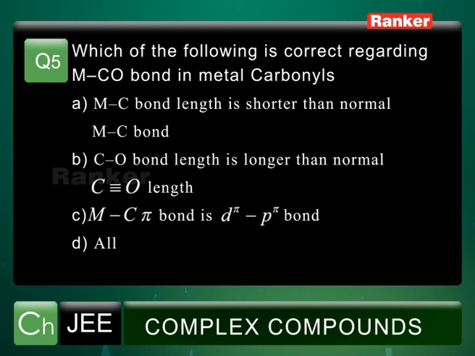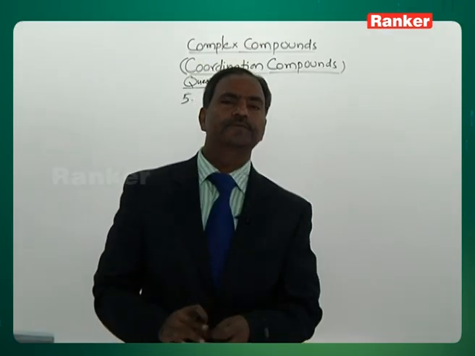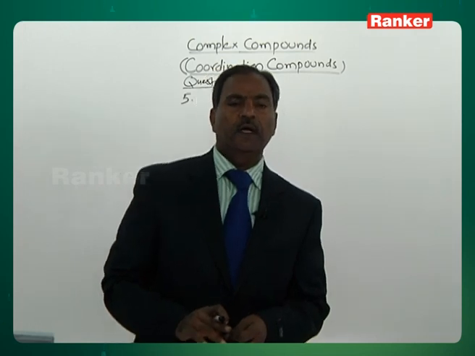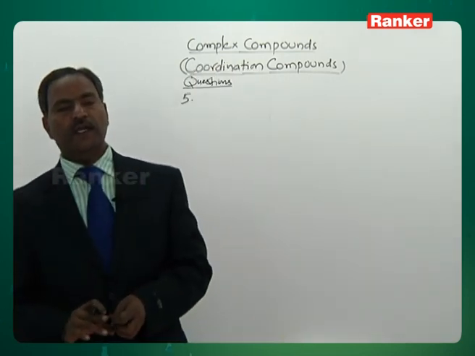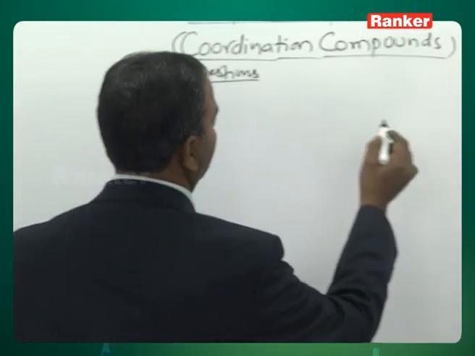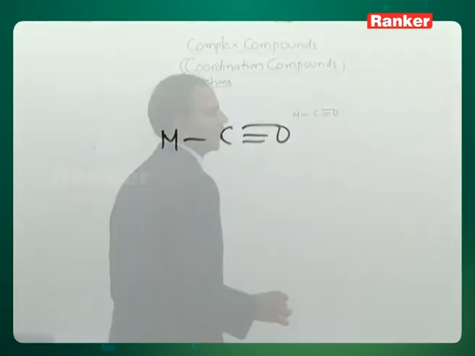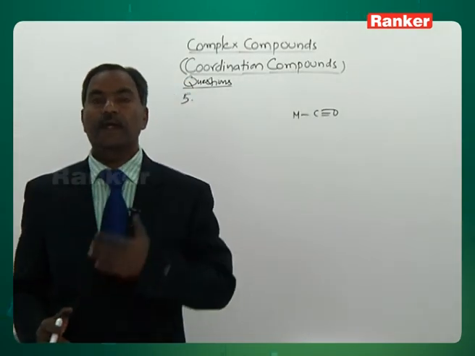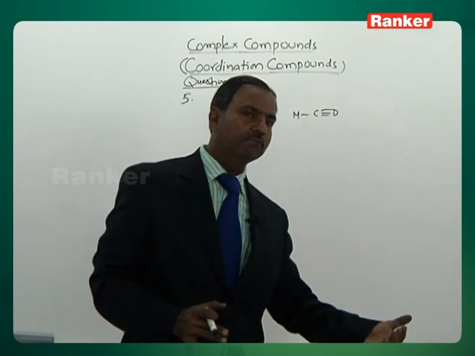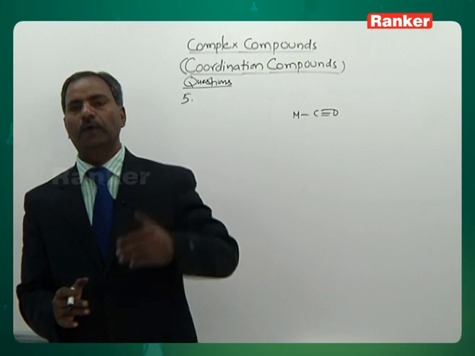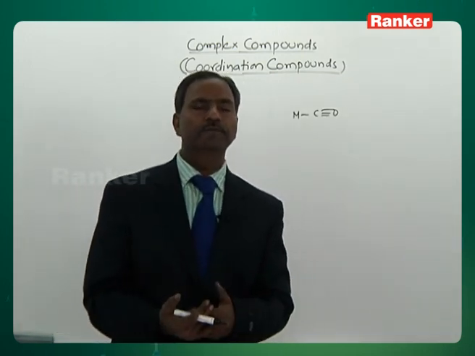The following is correct regarding the M-C-O bond in metal carbonyls. Which of the following is correct for the M-C-O bond in metal complexes? Option A is given as M-C bond length is shorter than a normal M-C bond. See, generally we expect the M-C-O bond to be like this, because carbonyl is what we consider a pi accepting ligand. Recollect while giving the classification of ligands, this CO ligand acts as a pi accepting ligand.